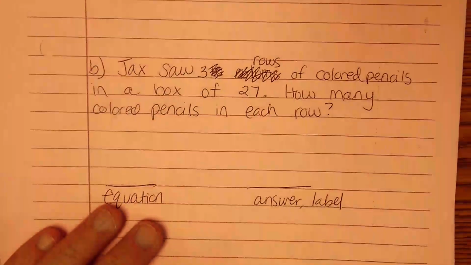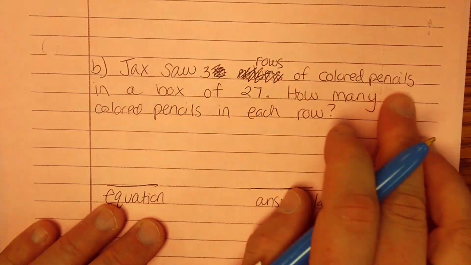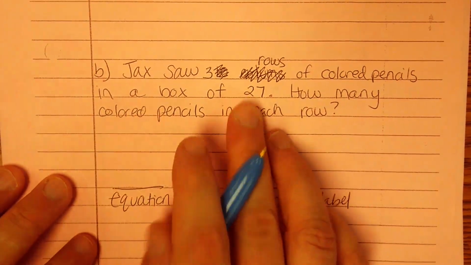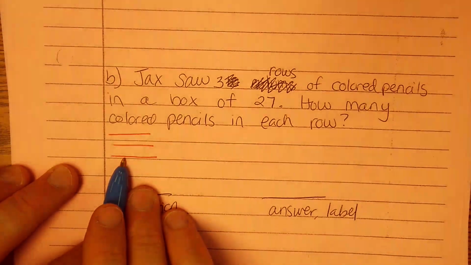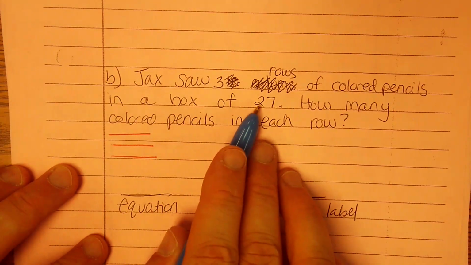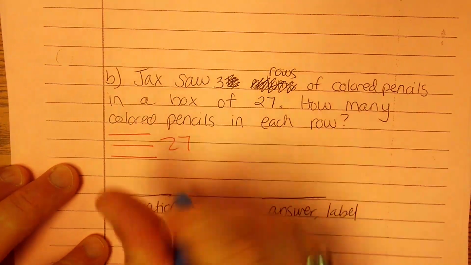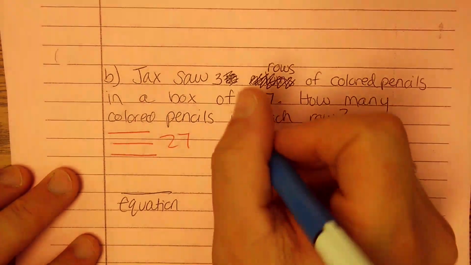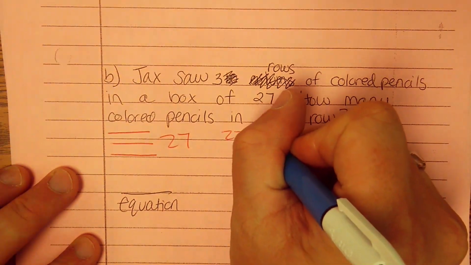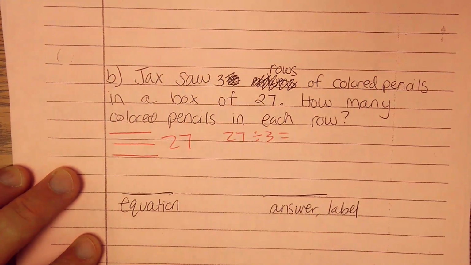Okay. Jack saw 3 rows of colored pencils in a box of 27. So 3 rows. I'm going to draw 1, 2, 3 rows. That's just for my brain. Box of 27. So there's 27 in this whole box, but it's split into 3 rows. How many colored pencils are in each row? Well, you could divide 27 by 3 to get your answer.